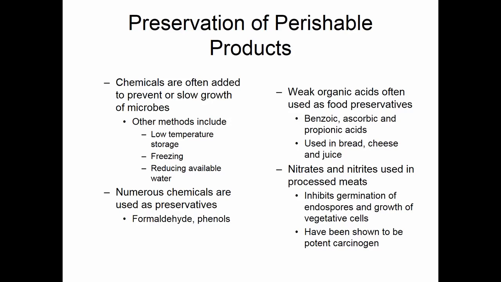Propionic acids are used in a lot of cheeses, okay? So adding acids to things, a slight weak acid, is a really good preservative method as well. Prevents bacteria from growing. Again, think about that pH in our discussion there, okay?